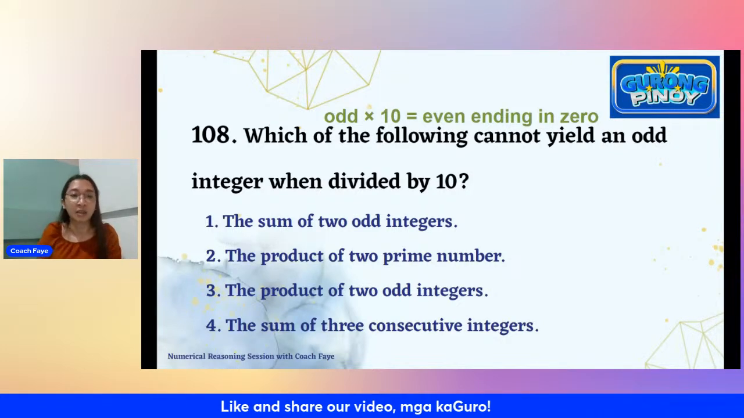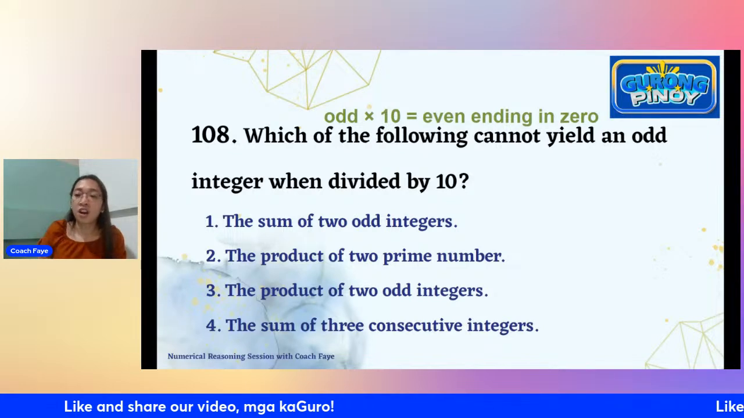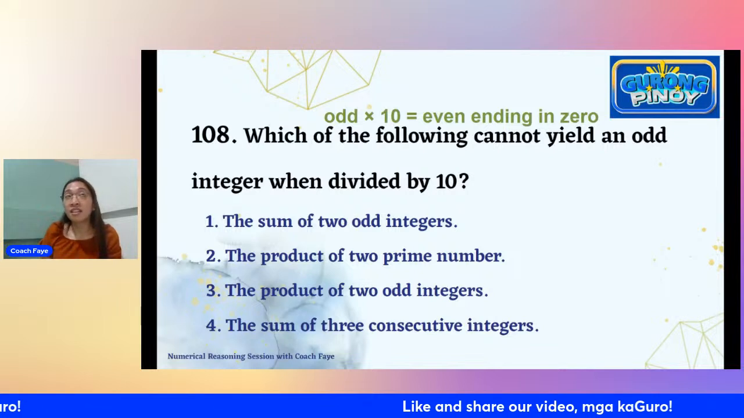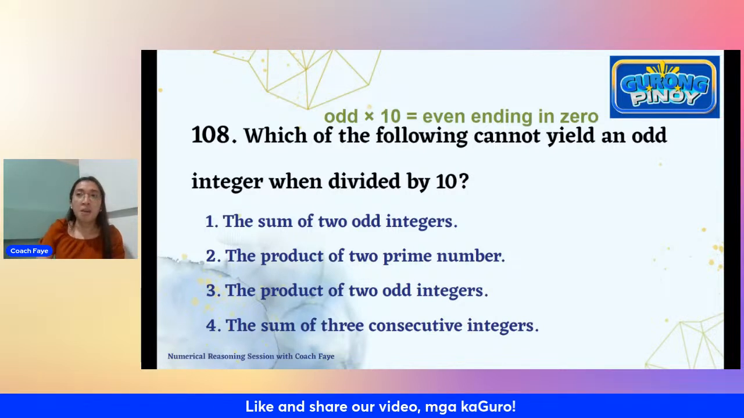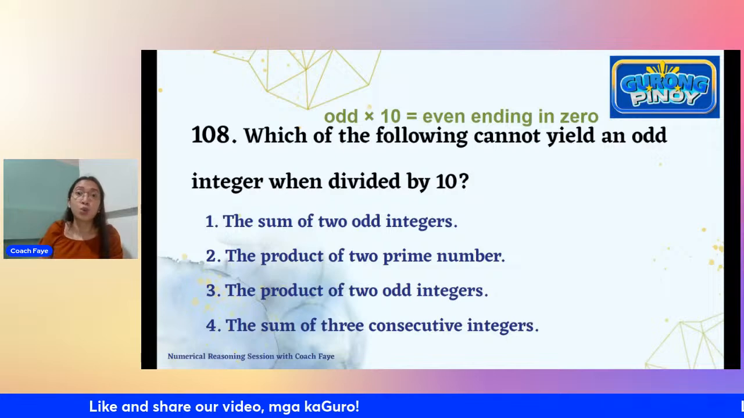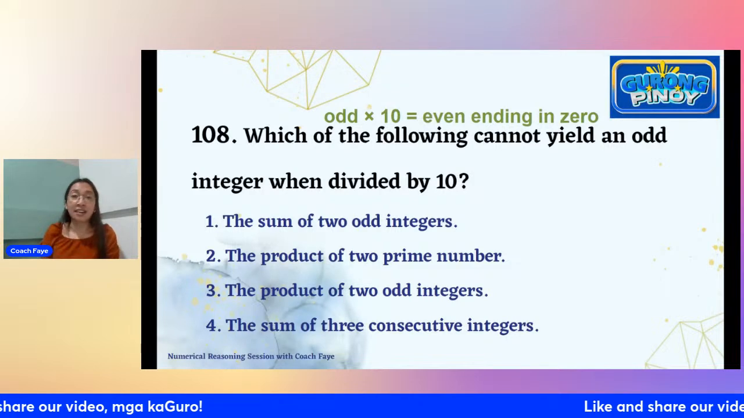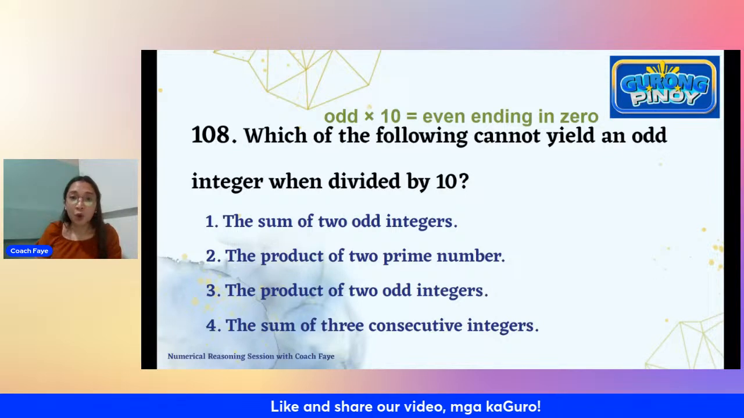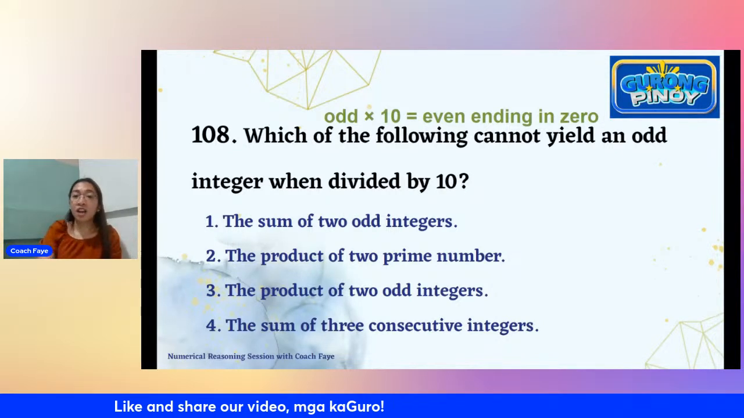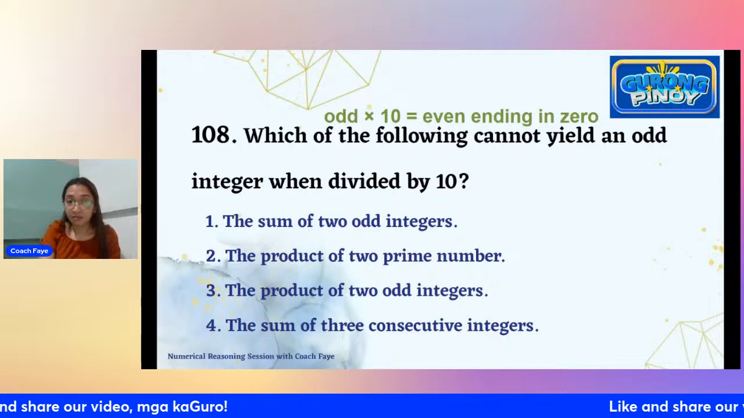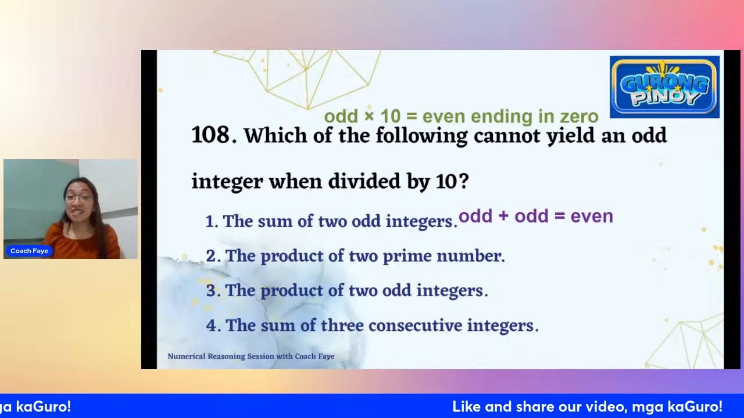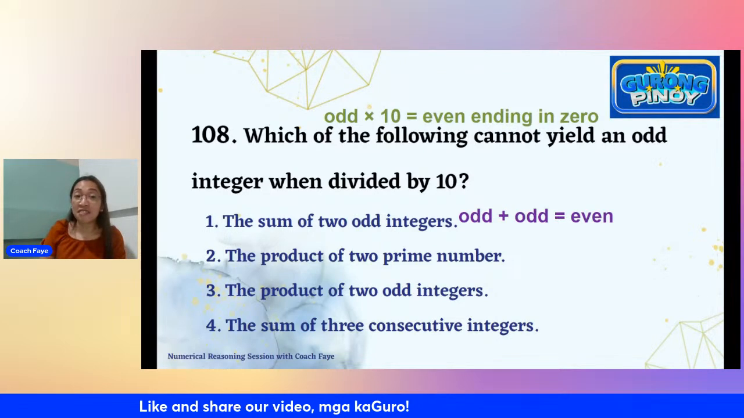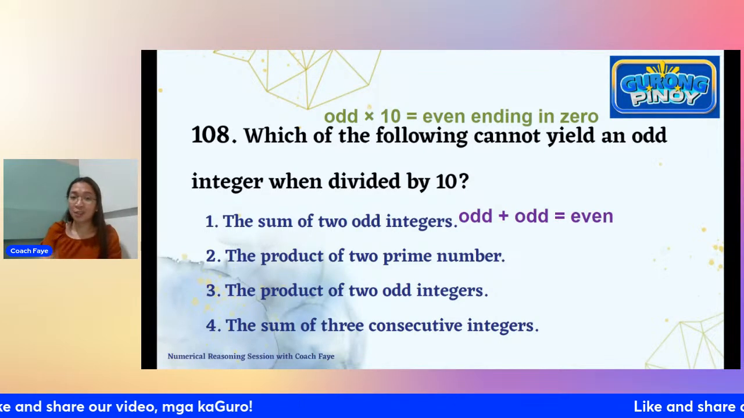Now, let's take a look at item number 1. The sum of two odd integers. Ano ba yung sum ng two odd integers? Odd integers are 1, 3, 5, 7, 9, 11. Mga numbers na hindi siya divisible by 2. So ano po nangyayari kapag nag-add ka ng dalawang odd integers like 1 and 3 or 5 and 7 or 3 and 9? Odd plus odd, you get an even number. So possible na makuha mo yung even ending in zero. So that's not what we're looking for.